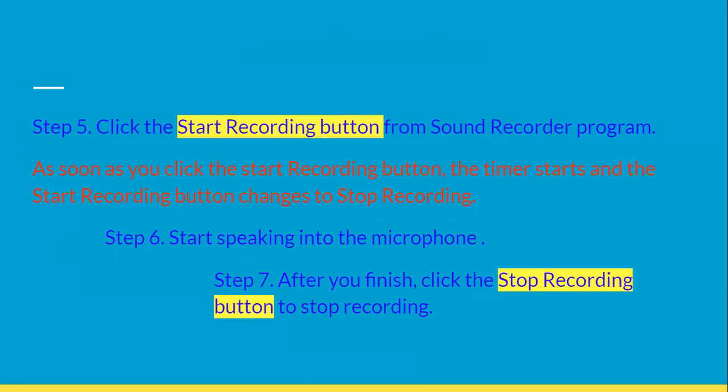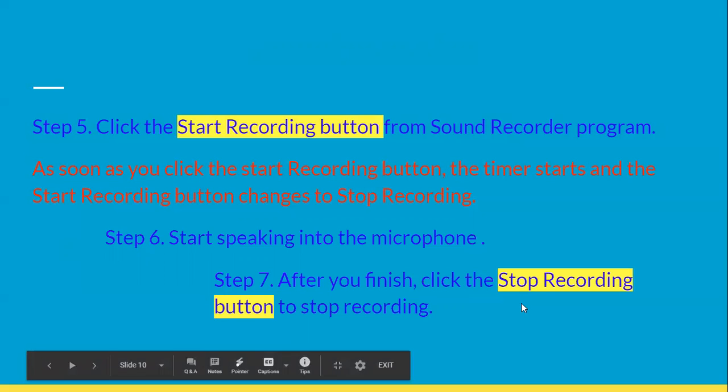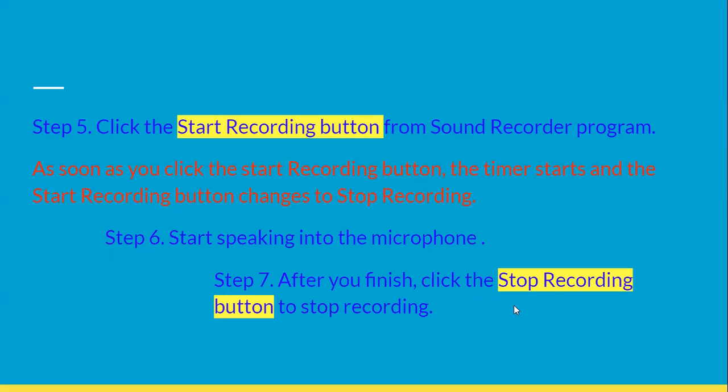First of all, there is only the start recording button. When we click it, the timer will come and the stop recording button will come. You can set the timer also, how much time you need, and when your recording is over, click on the stop recording button. Now your recording is over. That is how you can record the sound.